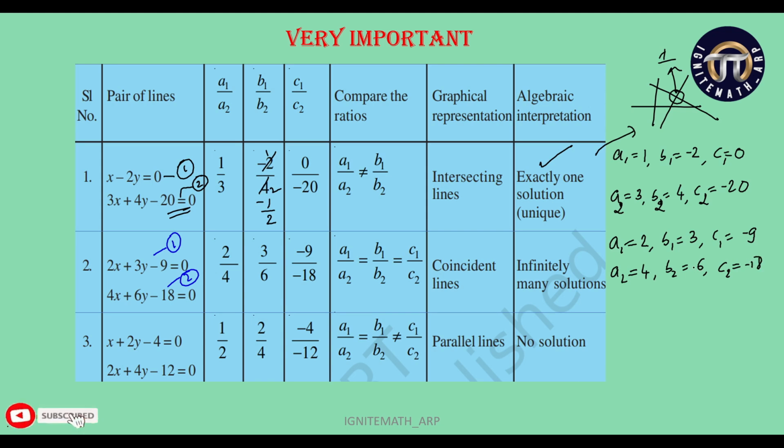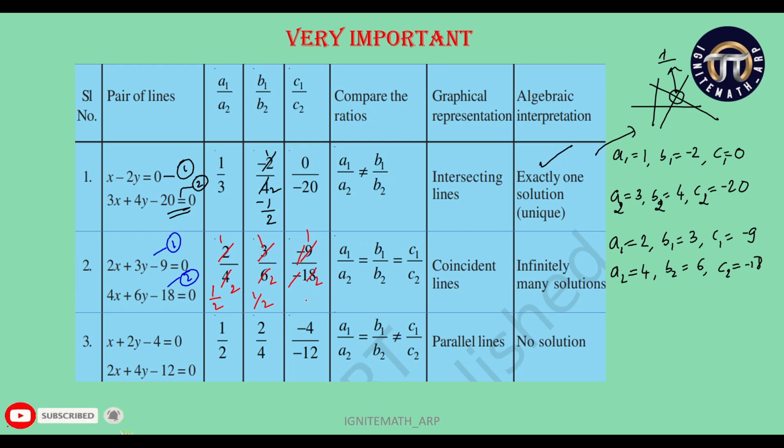So now I'll find out the ratio of a1 by a2. So 2 by 4 I will find out. So when I am finding out 2 by 4, what am I getting? 2 ones are 2, 2 twos are 4. So I am getting the ratio as 1 by 2. So here, 3 ones are 3, 3 twos are 6. I am getting the ratio as 1 by 2. So here minus divided by minus is plus, or you can cancel minus minus also.